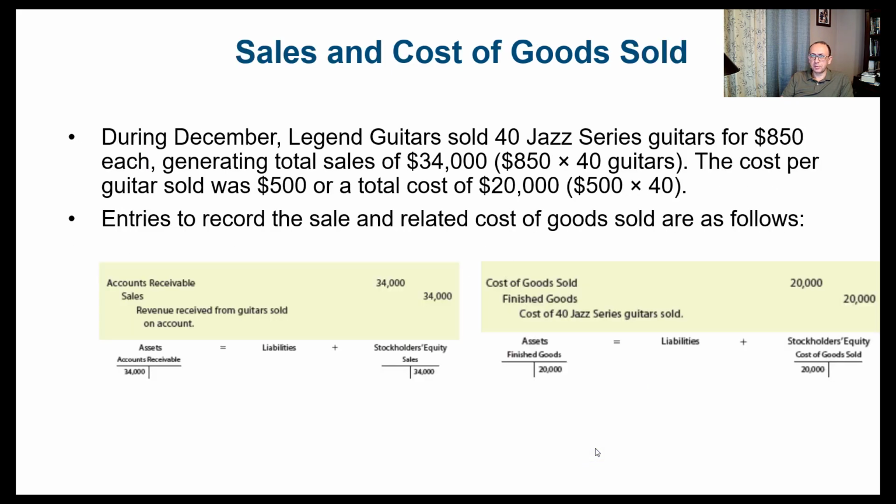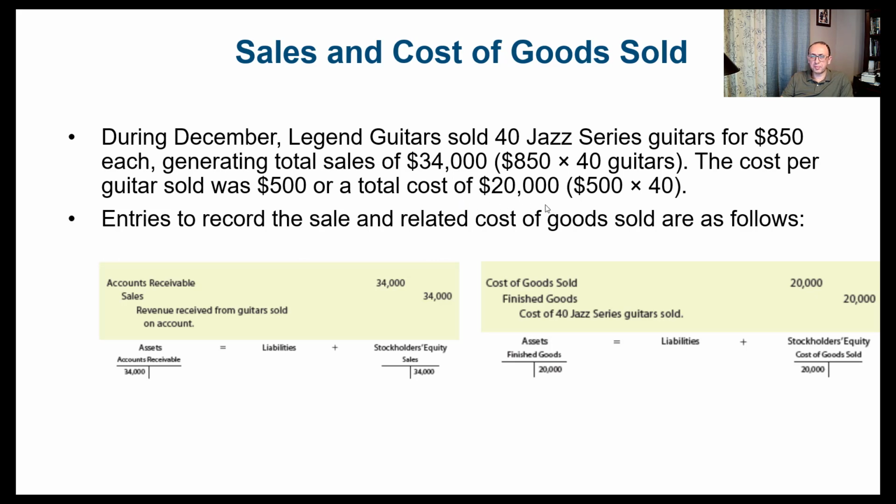So during December, Legend Guitars sold 40 Jazz Series guitars for $850 each. Keep in mind, the cost is $500, the selling price is $850. Generating total sales of $34,000. So if we take the $850 multiplied by 40 guitars, that would be $34,000. So the cost per guitar sold was $500, or the total cost of $20,000.